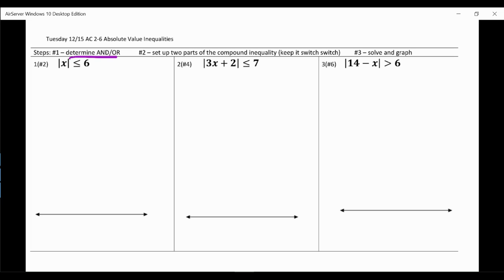set up the two parts of the compound inequality, keep the original inequality symbol, keep the sign of that number, switch the inequality symbol, and switch the sign of the number. Then solve and graph.